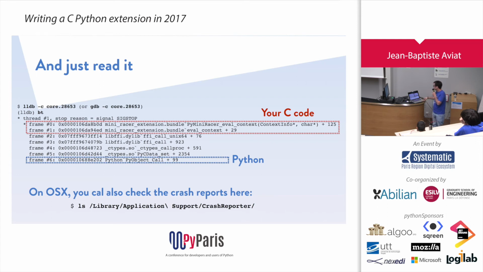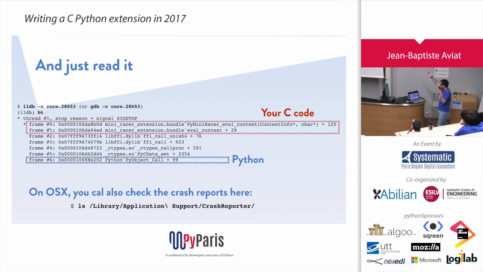So then we need to read it. You can use LLDB or GDB, depending on whether you're more of a Clang guy or a GCC guy. You can use the bt command, which will give you the backtrace. After this, we can get a lot of information, similar to what you had in Python. In this case, what can we see?